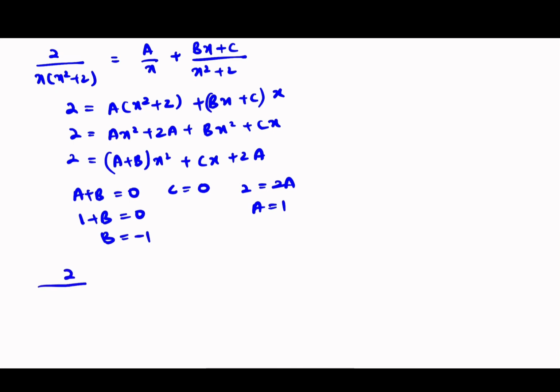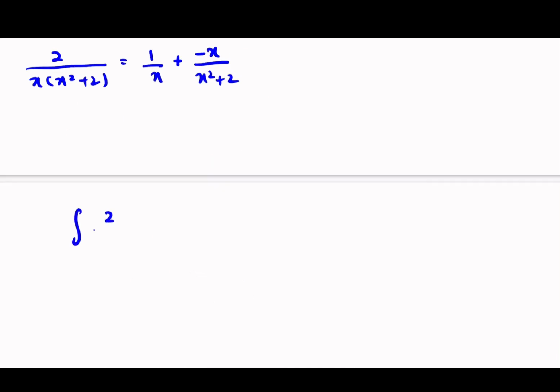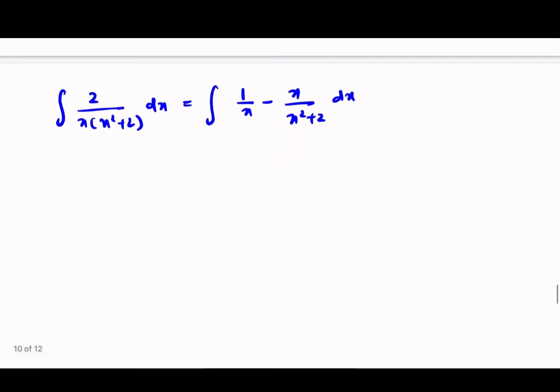So, as a whole, this function 2 over x times x squared plus 2 is equals to 1 over x plus negative x over x squared plus 2. Then, saya nak integrate 2 over x times x squared plus 2. So, dia akan jadi integrate 1 over x minus x over x squared plus 2. So, saya akan integrate dia satu-satu lah. So, here, integrate 1 over x minus integrate x over x squared plus 2.